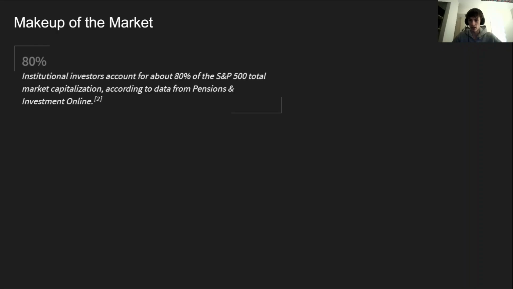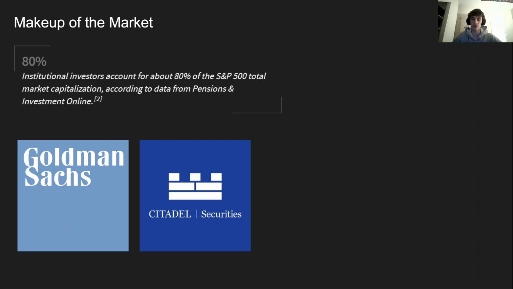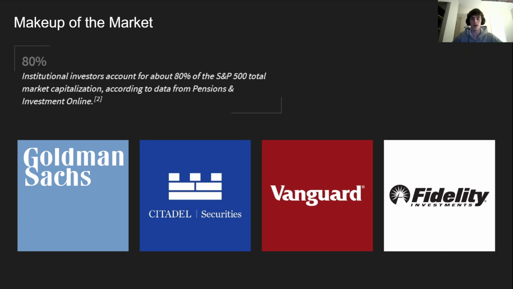So from Investopedia, they estimate that 80% of the S&P 500 total market cap is comprised of institutional investing accounts. So that means that the big boys and girls like Goldman Sachs, Citadel Securities, Vanguard, Fidelity, BlackRock, etc. These are really what's making up almost the entirety of the market.